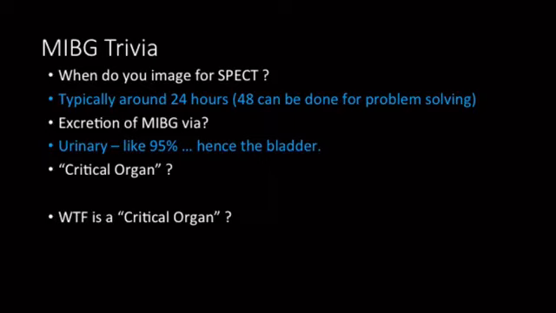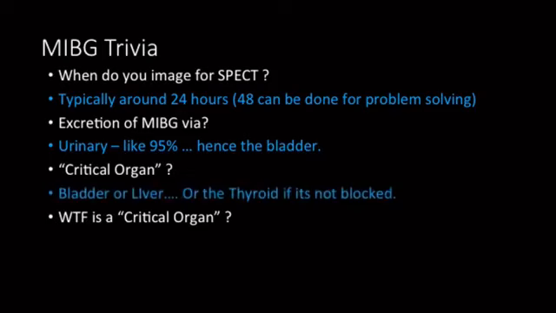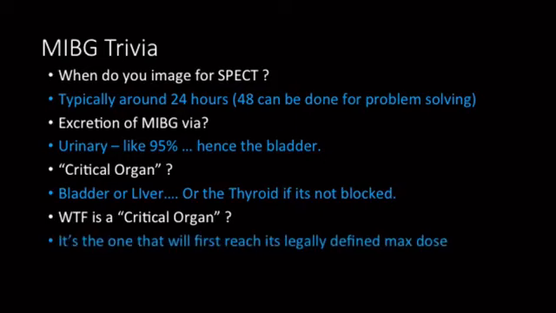So for MIBG studies, you'll see bladder or liver typically listed as a critical organ. However, there is a trick. If the thyroid is not blocked, the thyroid is actually the critical organ. Now, what is a critical organ? The critical organ is the organ that will reach its legally defined maximum dose first. It's not the same as a target organ, which is where you're trying to actually stick the tracer. The critical organ is just the one that gets the hottest, the firstest.